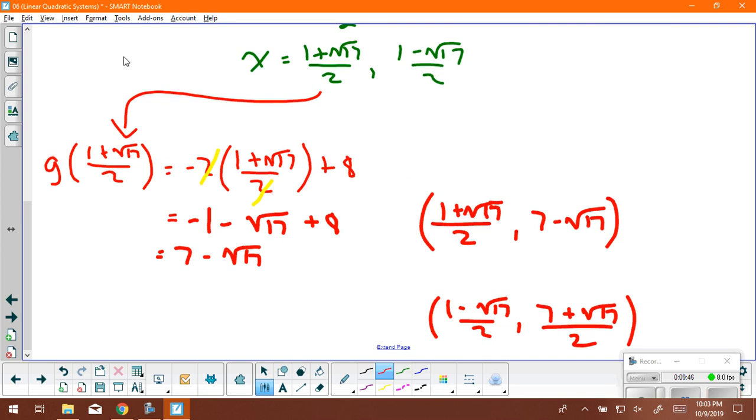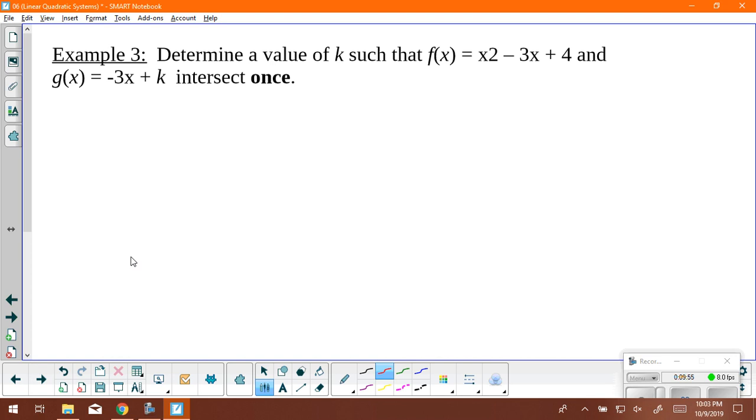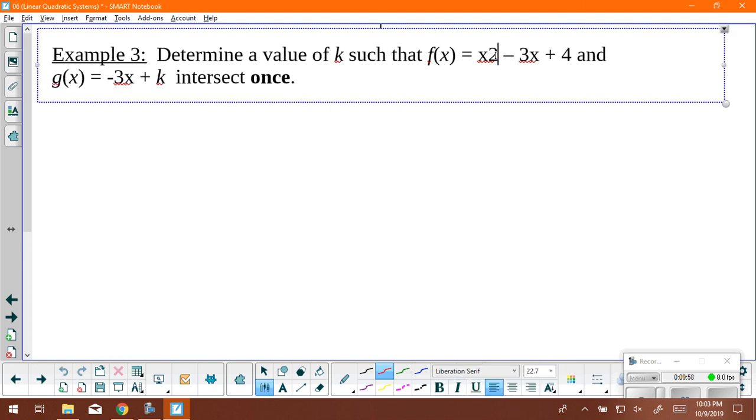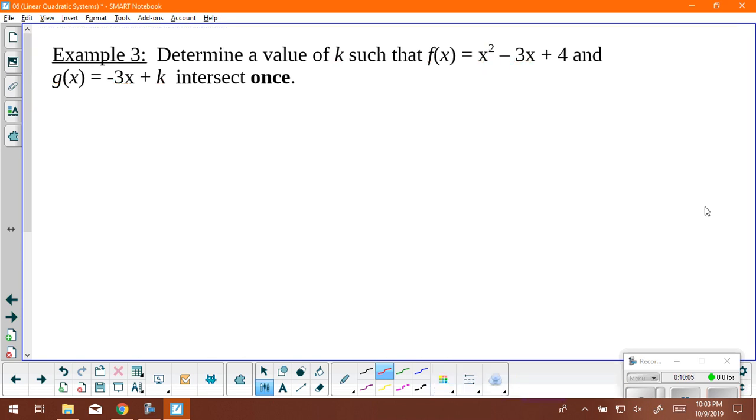So, a couple more little things. First, just to do a little more problem solving here, one more time with that same parabola or similar setup. Determine a value of k such that this parabola and the line negative 3x plus k intersect just once. So where should I set up my line so it just barely grazes the parabola?